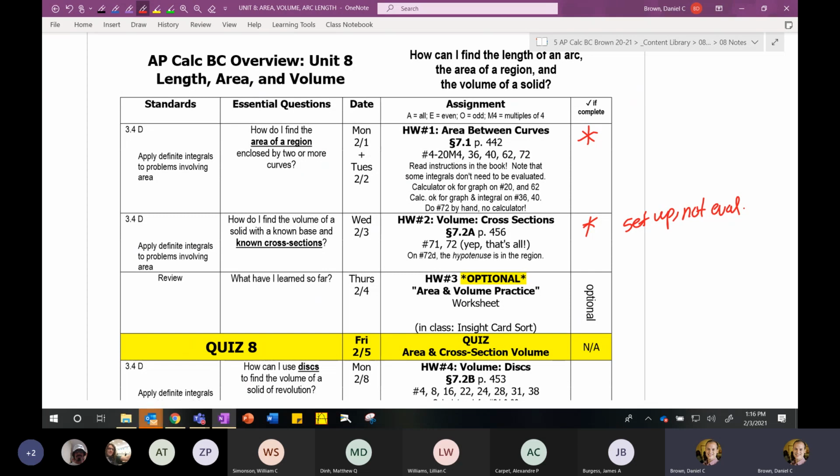Your quiz is on Friday, and that quiz is only going to cover areas between curves and then cross sections. There is an optional Homework 3. It's completely optional. I'm not assigning it, but you can think of it as a practice quiz to get ready. I'm not going to assign it because if you do Homework 1 and 2, I think you'll be fine for the quiz. But I know some of you want a little extra practice, and that's going to be the optional Homework 3.